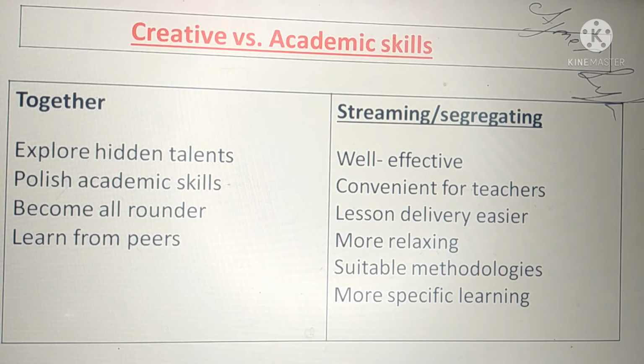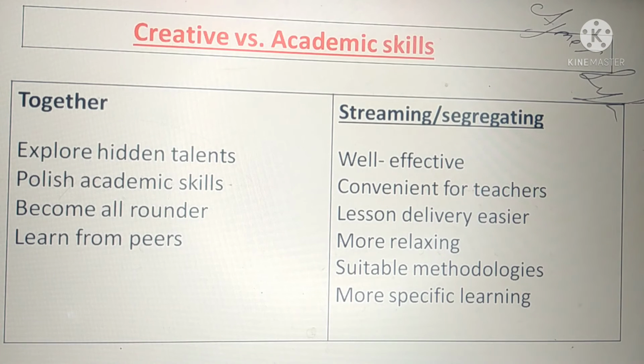In the same way, there could be some students who have good creative skills. They can get motivated to polish their academic skills by seeing those students who are good in studies. So overall, all the students try to become all-rounders in the class, and they also learn from their friends and classmates. If the students from both categories are grouped separately, it could be a better strategy.